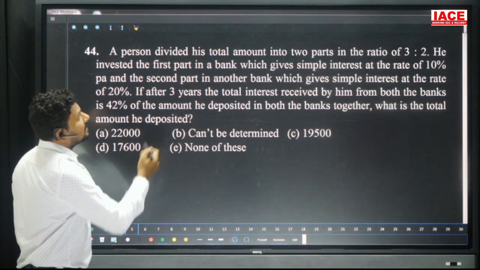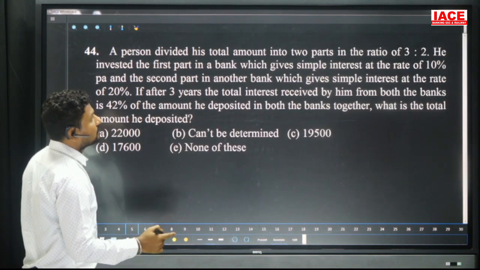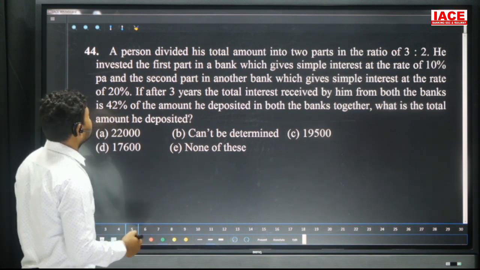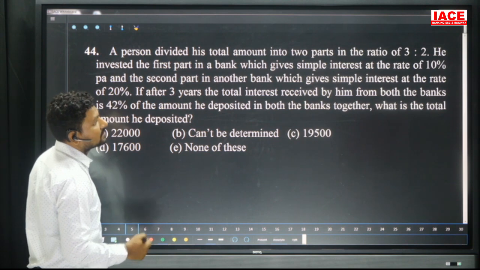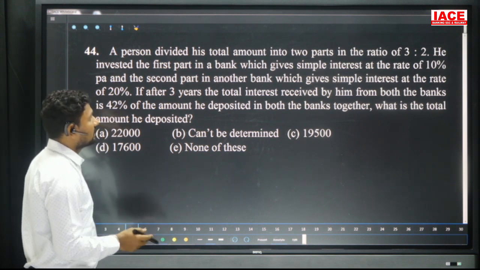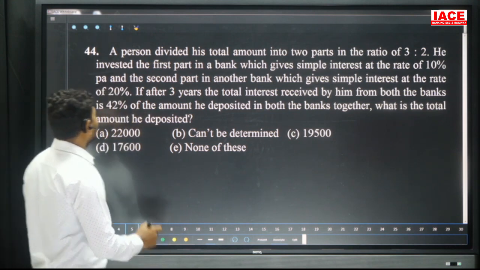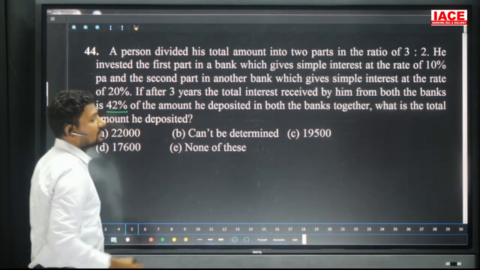The question number 44. A person divided his total amount into two parts in the ratio 3:2. He invested the first part in a bank which gives simple interest at the rate of 10% and the second part in another bank which gives simple interest at the rate of 20%. If after 3 years the total interest received by him from both the banks is 42% of the amount he deposited.